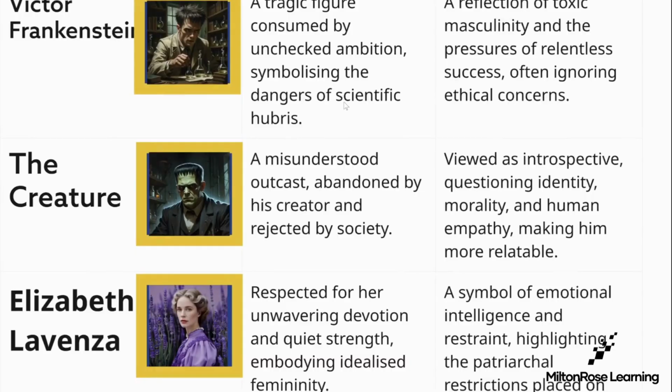Elizabeth Lavenza, on the left, you have the Regency view. Respected for her unwavering devotion and quiet strength, she embodied that kind of idealised femininity, that feminine passivity almost in that period. But on the right, our view might have changed a bit, so she's a symbol of emotional intelligence and restraint, highlighting the patriarchal restrictions placed on women. Because we've had feminist theory now for quite some time, it highlights through Elizabeth the patriarchal limitations that she was operating under. Can you see how it changes our view of that female character? Very, very interesting to tease out in any of your essays.